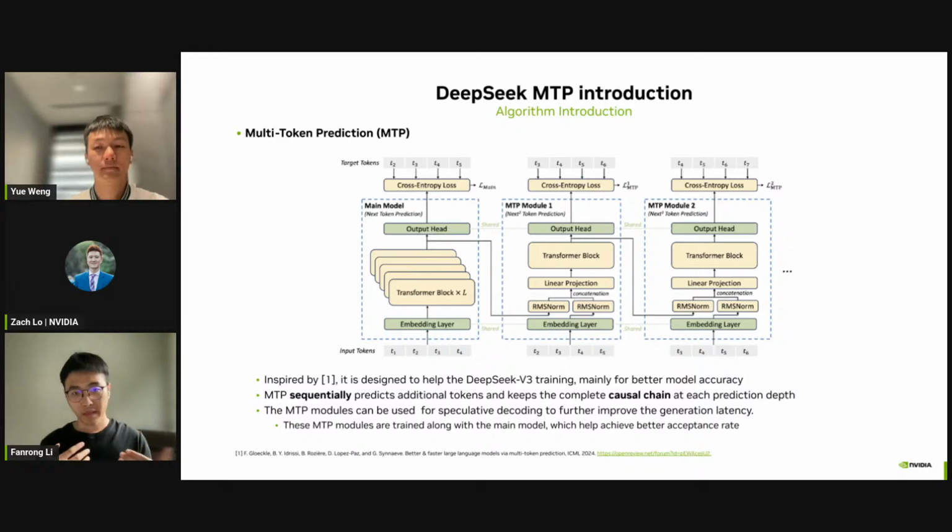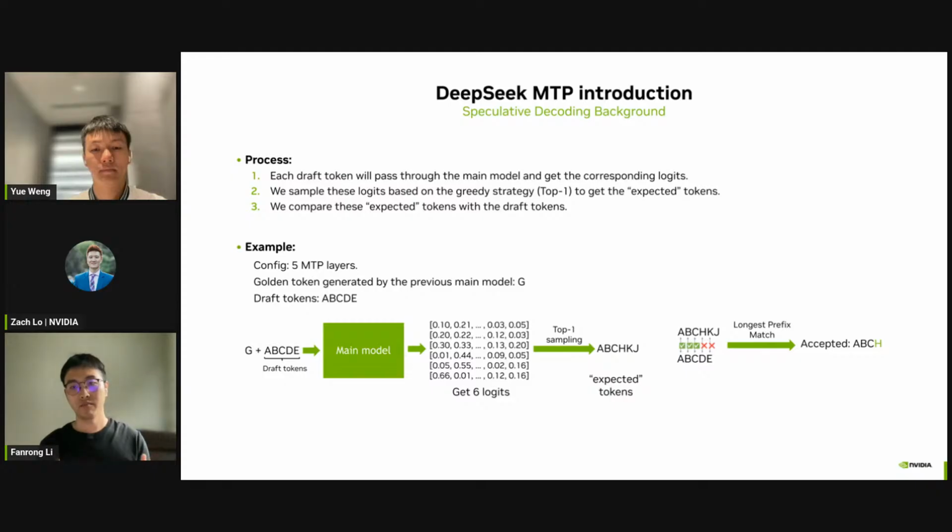But this MTP method can also be used for speculative decoding to improve the generation latency. Because all of those MTP modules are trained along with the main model, if we use those MTP modules for speculative decoding, we can get a better acceptance rate. So before introducing MTP inference, let's take a brief look at speculative decoding.